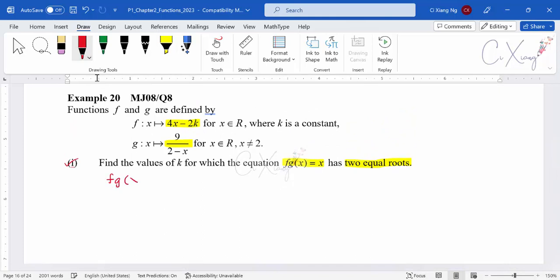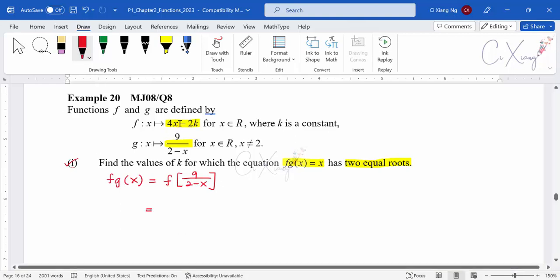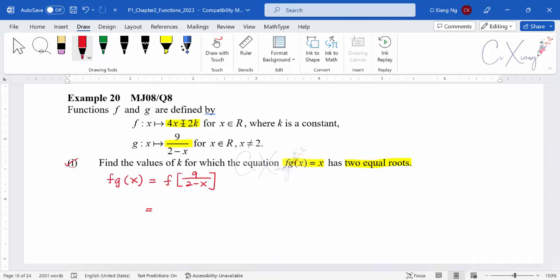So what's the meaning of fg(x) here? fg(x) means that I want to put the function g(x), 9 divided by 2 minus x, into the function f. So if I put g(x) into the function f, then my 4x minus 2k will become 4 times g(x), which is 9 over 2 minus x, then minus 2k.